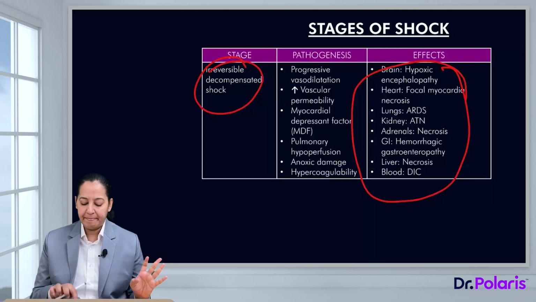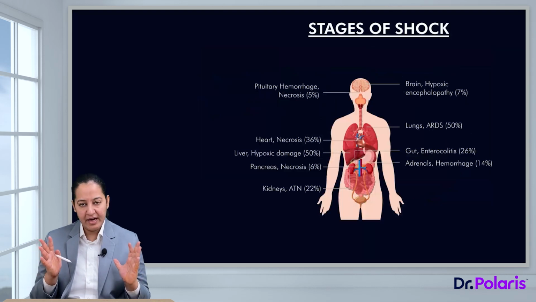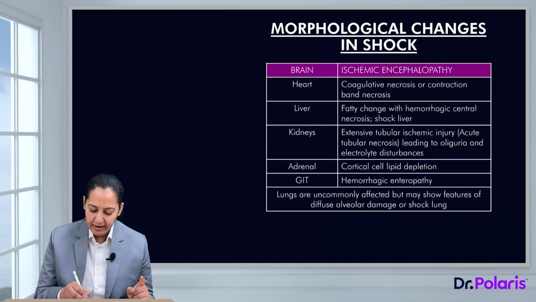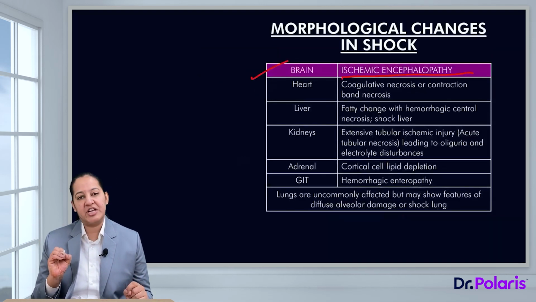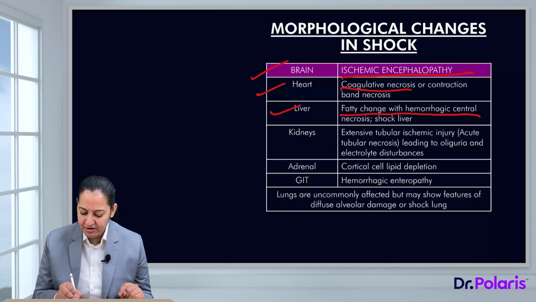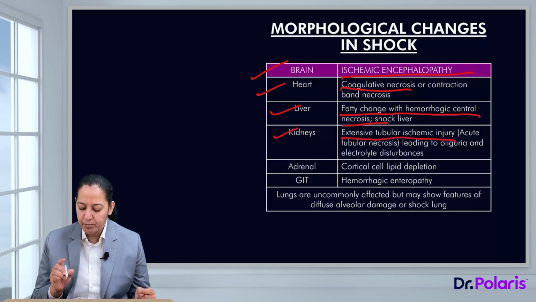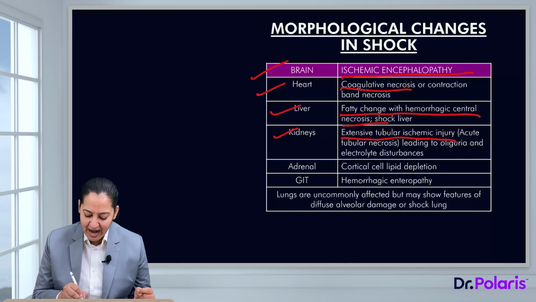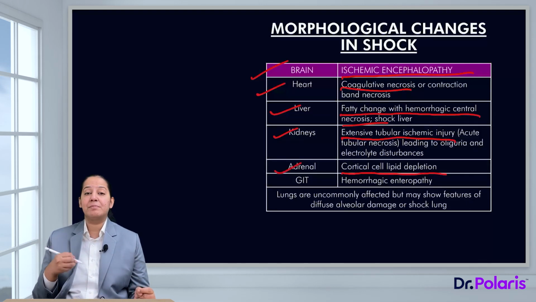It is irreversible. So the various organs involved are in front of you. In the brain, ischemic encephalopathy takes place. Inside the heart, coagulative necrosis takes place. Inside the liver, fatty change with hemorrhagic central necrosis, or shock liver, takes place. Inside the kidney, extensive tubular ischemic injury takes place. In the adrenal, cortical cell lipid depletion takes place.